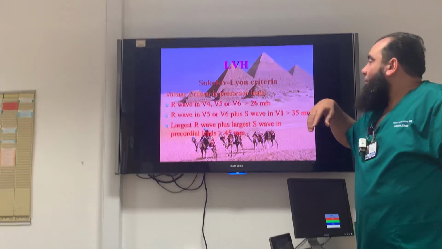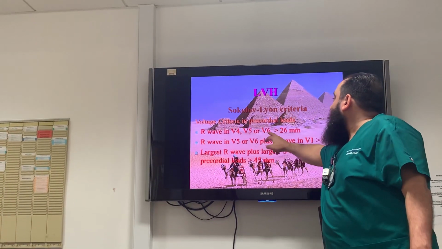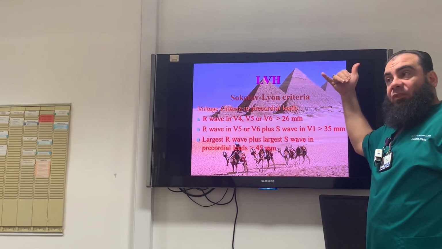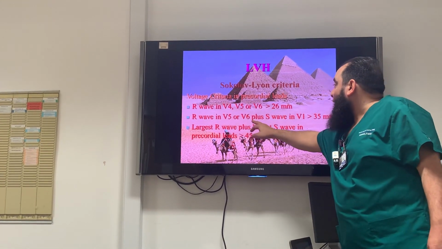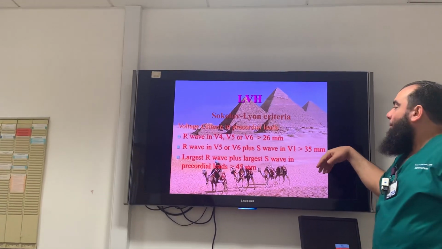Chest leads. R wave in V4, V5 or V6 more than 26. We have told it previously about V5 and V6 more than 26. Again, it is here. R wave in V5 or V6 plus S wave in V1 more than 35. I have told it before.